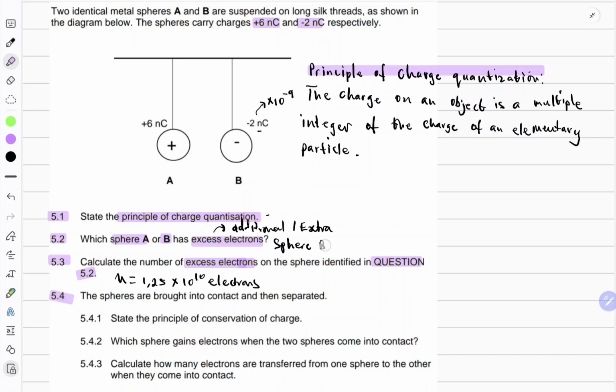So the next question says, the spheres are brought into contact and then separated. The first question, state the principle of conservation of charge.